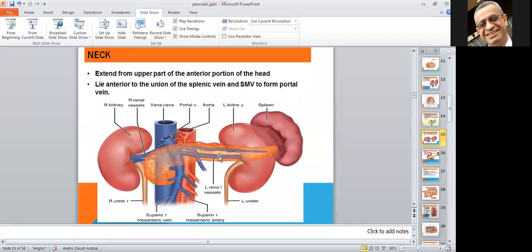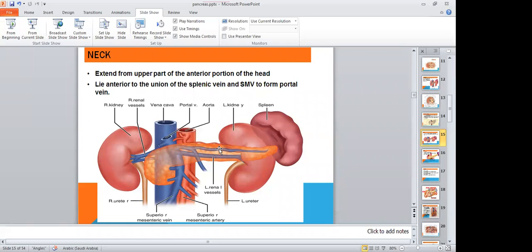The neck extends from the upper part of the anterior portion of the head and lies anterior to the union of the splenic vein and superior mesenteric vein to form the portal vein. This is the head, and the continuation is the neck, related anteriorly to the union of the splenic vein with the superior mesenteric vein to form the portal vein.